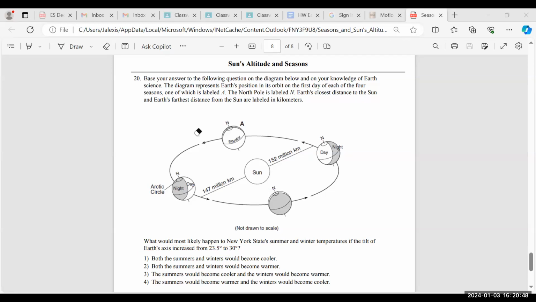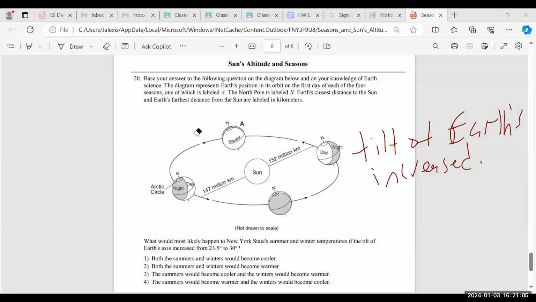If the tilt of the Earth's axis increased, right? So if the tilt of Earth's axis increased, then that means you would have more extreme seasons. You have more extreme seasons. What does it mean if you have extreme seasons?